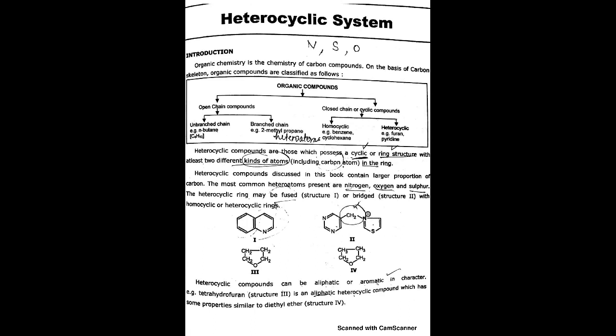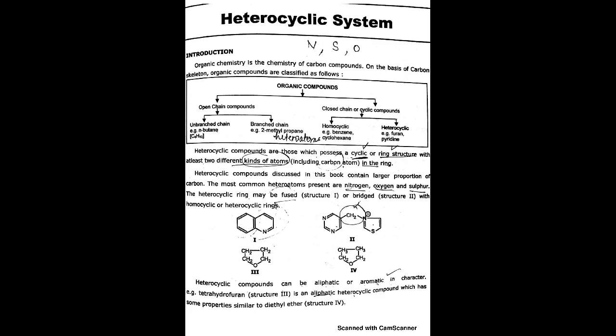Heterocyclic system. In this chapter, we are going to discuss the heterocyclic compounds and the nomenclature of heterocyclic compounds. First of all, organic chemistry is the chemistry of carbon compounds. On the basis of carbon skeleton, organic compounds are classified into two categories. The first one is open chain compounds, which are further divided into unbranched chain, for example, n-butane C4H10, and the branched chain, for example, 2-methyl propane.